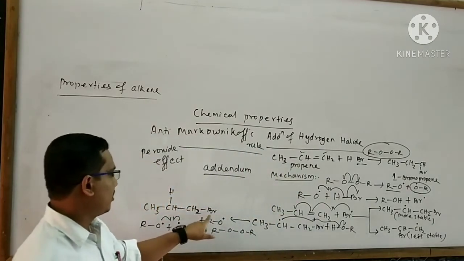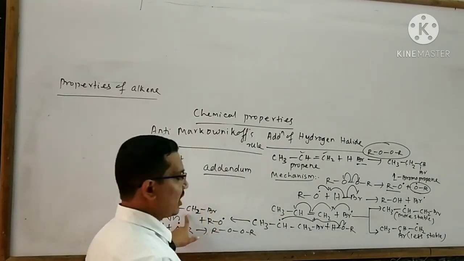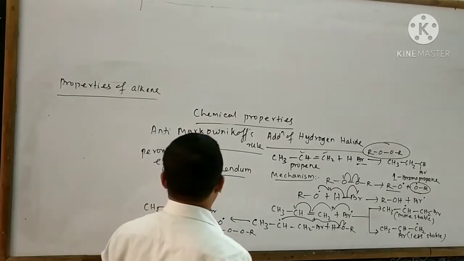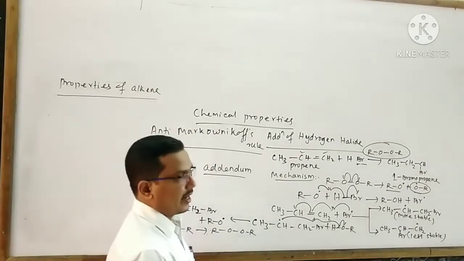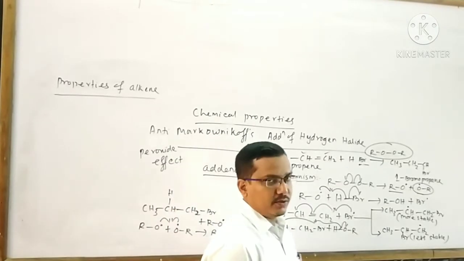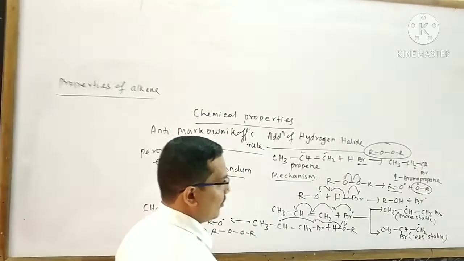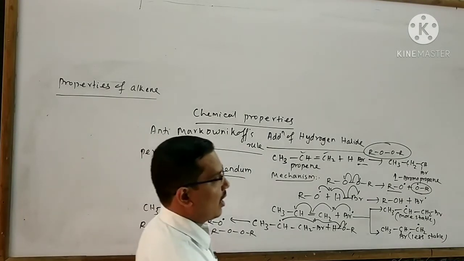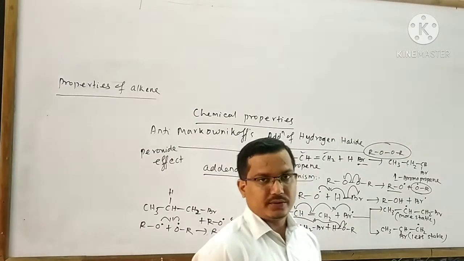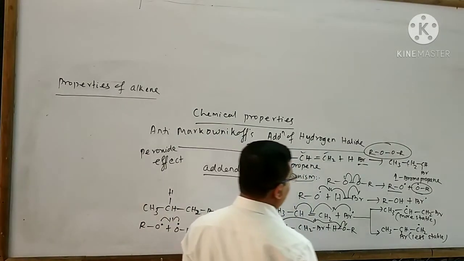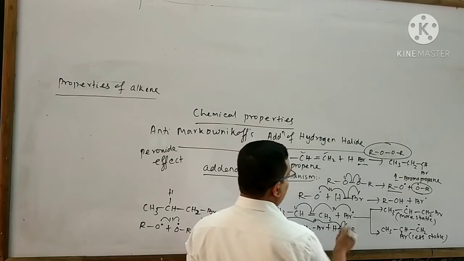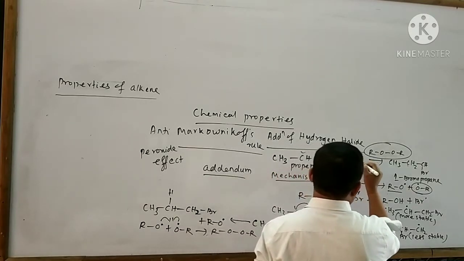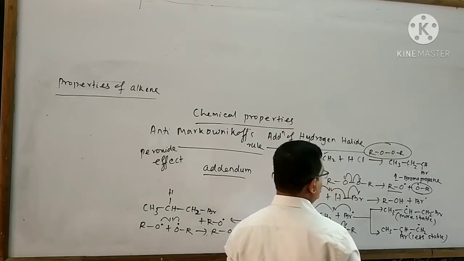Look at that, bromine will attach to that carbon atom which carries more number of hydrogen atoms, but according to Markovnikov's rule, the negative part will attach to that carbon atom which carries less number of hydrogen atoms. So Markovnikov's rule and anti-Markovnikov's rule are opposite to each other. Suppose I want to think about a reaction. Propene reacts with HCl, then what will happen?